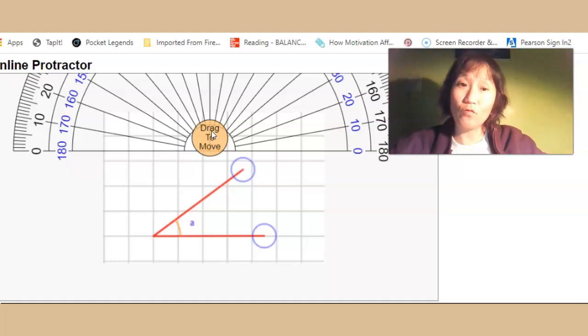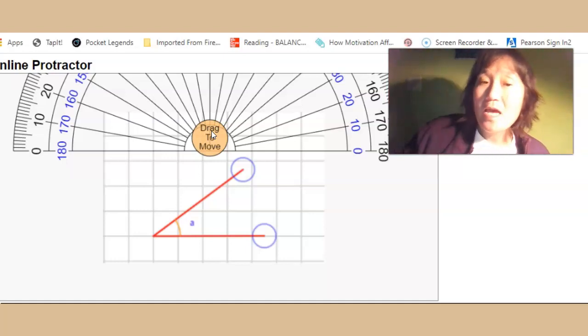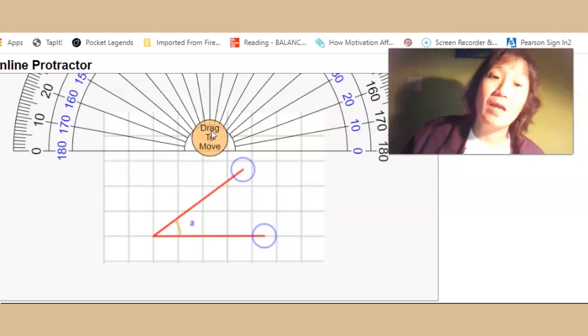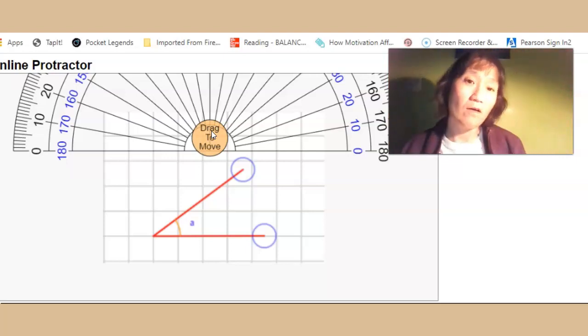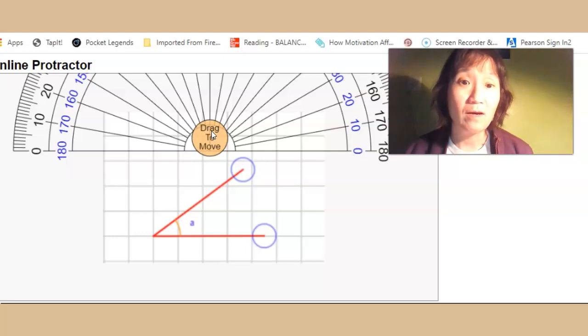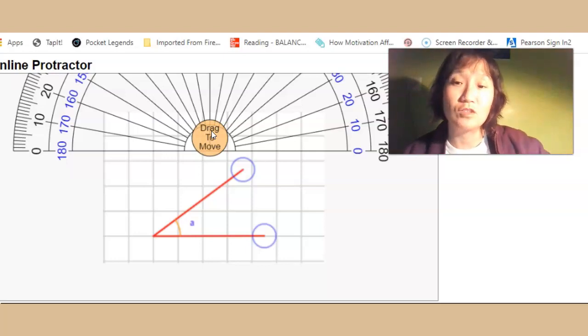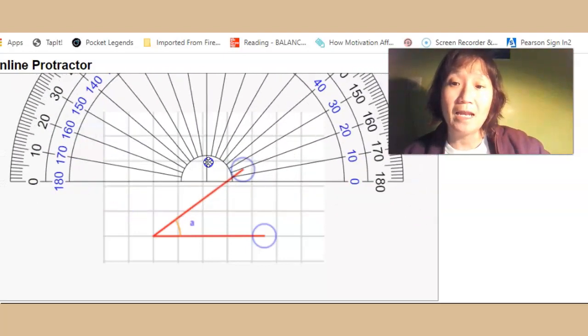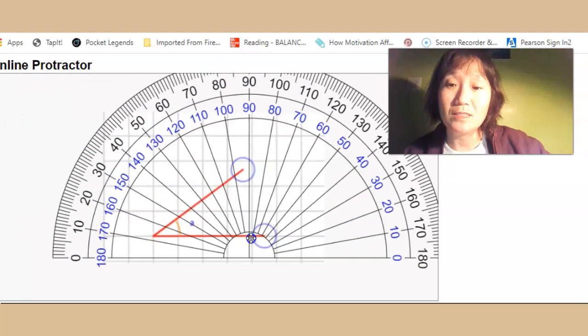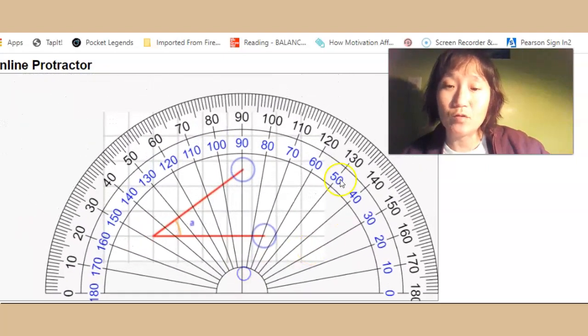Now I probably have already given you a protractor, and you can use your protractor directly on the screen of your computer to help you find angles. So to do this, you will take your protractor, and I'm just going to drag mine around here and lay it up.